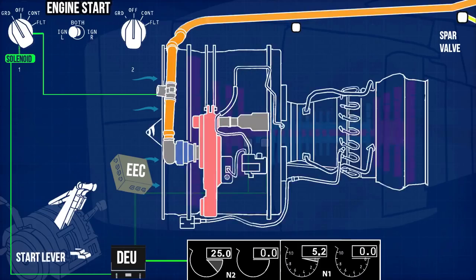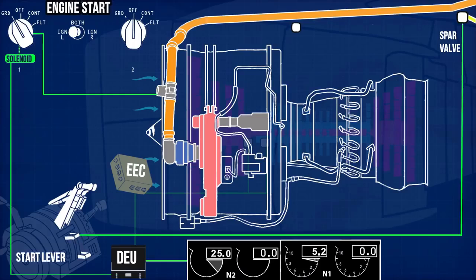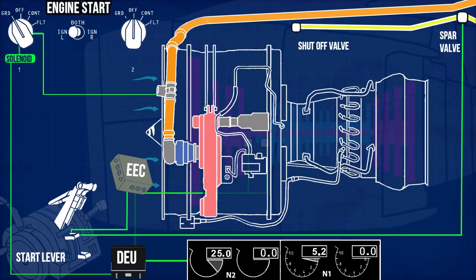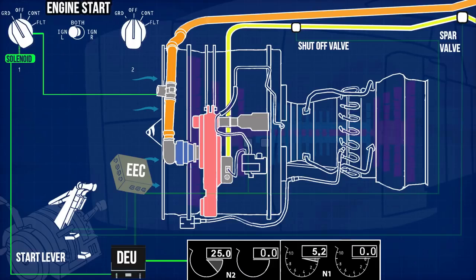Now move the start lever from cutoff to idle position. The start lever causes the engine fuel spar valve to open, and fuel reaches the engine shutoff valve. The start lever also sends an electrical signal to the electronic engine control. The EEC commands the engine shutoff valve to open, transferring fuel to the engine fuel pump, mounted on the accessory gearbox. The fuel pump increases the fuel pressure and transfers it to the fuel metering valve. The EEC now controls the rate of fuel flow by controlling the fuel metering valve, which transfers the fuel into the combustion chamber through the fuel nozzles.